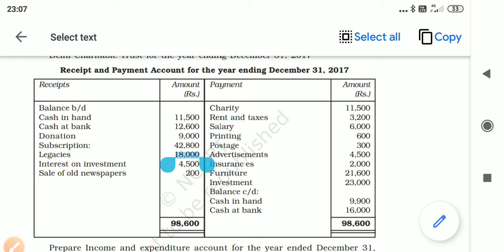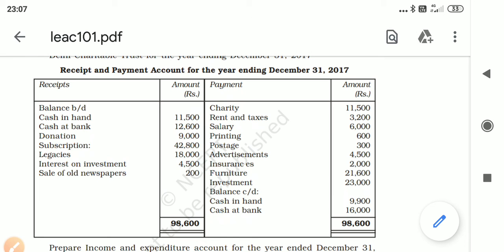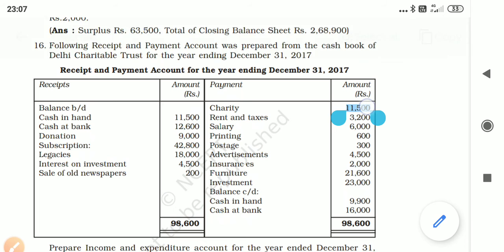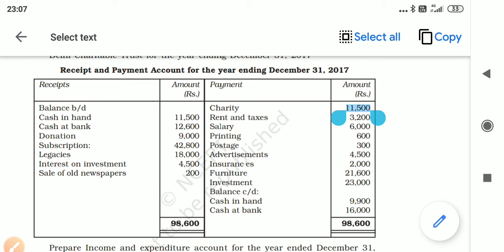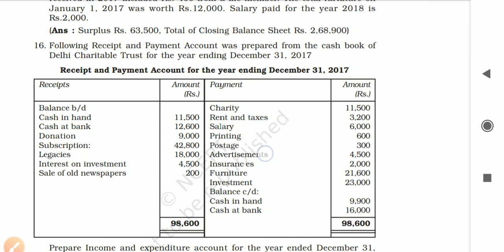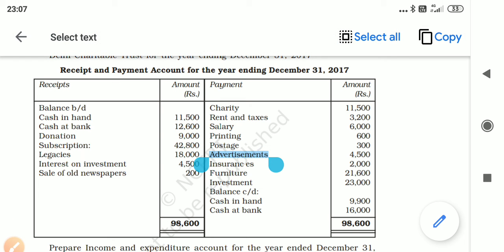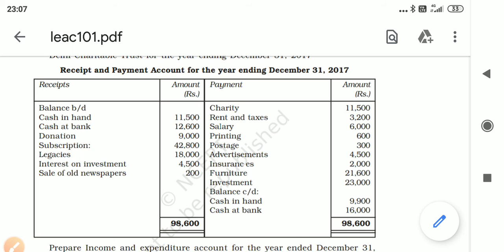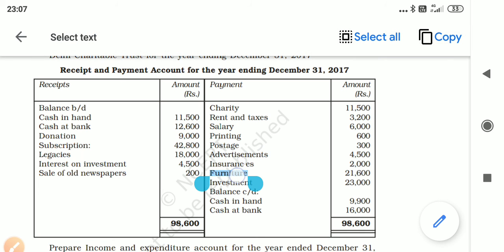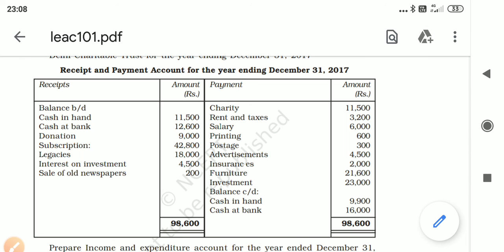Interest on investment, we have done with it. Sale of newspaper, income. Charity, it is a kind of money which you spend, so expense. Rent and tax, salary, we have to add the outstanding amount and show it in the expense. Printing, postage, expense. Advertisement, add the outstanding amount. Insurance, subtract the prepaid amount. Furniture will appear in the current year's balance sheet, asset side. Investment, current year's balance sheet, asset side. Cash in hand and cash at bank, current year's balance sheet, asset side.